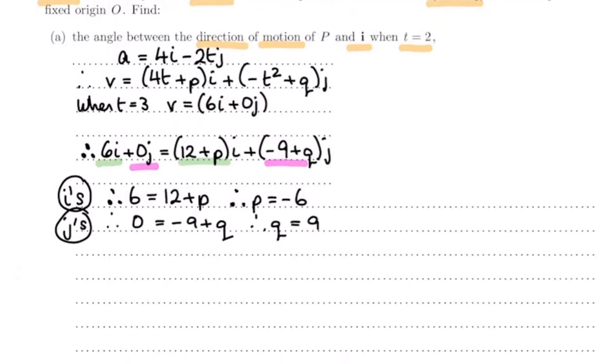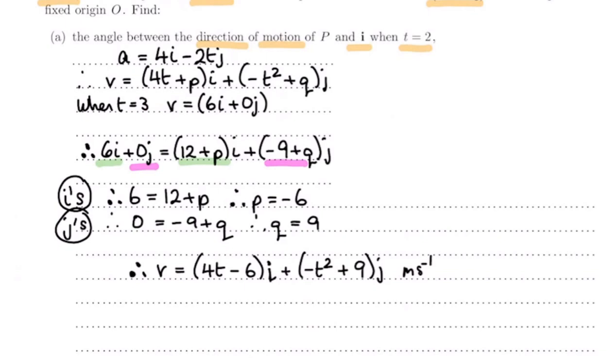Let's put those back in. So therefore v must equal 4t minus 6 in the i, plus minus t squared plus 9 in the j. And that's again meters per second.